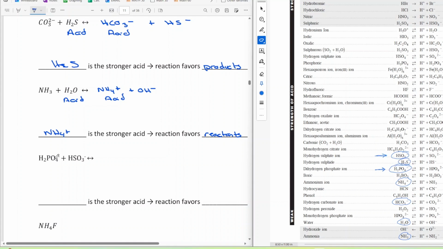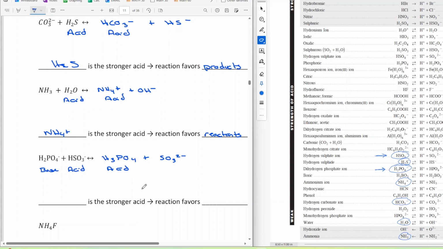HSO3 minus is the stronger of the two acids, so it's going to act as the acid, which means this guy's going to act as a base. Acting as a base, it's going to accept a proton and become H3PO4. The HSO3 minus is going to give up its proton and become SO4 2 minus. Sorry, not SO4. It's sulfite, SO3 2 minus.